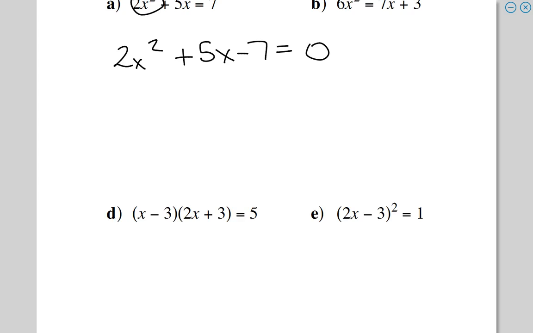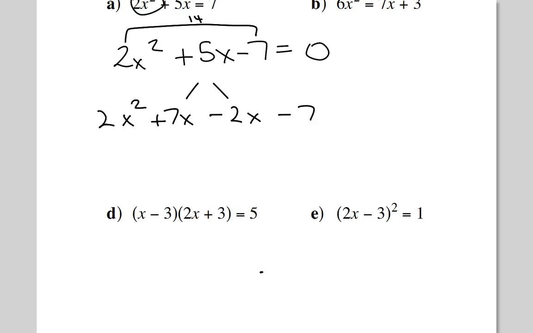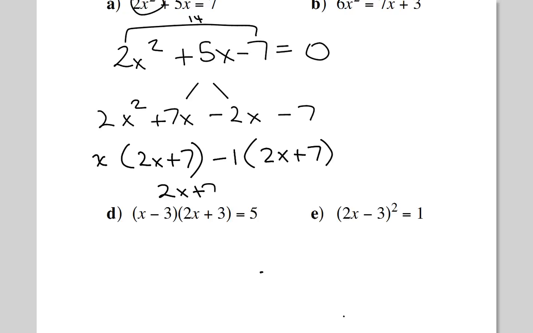The AC value is 14, and you got to get to 5. So it's 7 and 2. Which one's positive? So you end up with a positive 5? Yes, 7's positive. Good. Factor pair, you could take out just an x, and then you get 2x plus 7. Now I see 2x and 7 on the other side. Take out a negative. Then you get 2x plus 7. Factor out the 2x plus 7. And you have x minus 1.